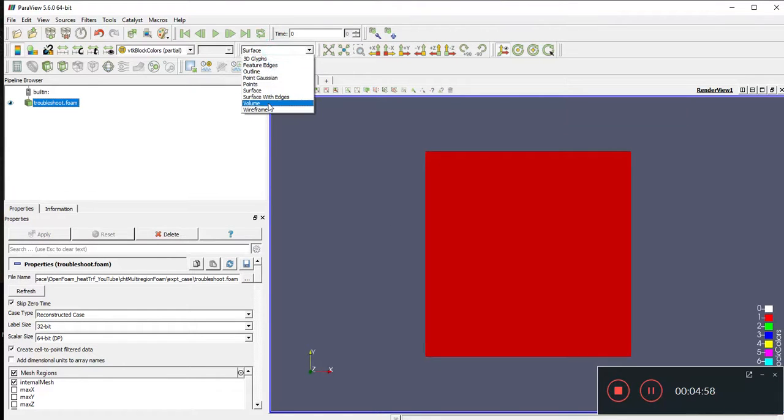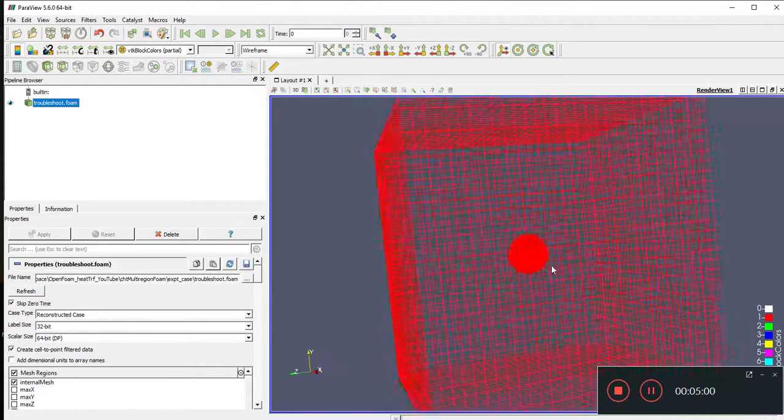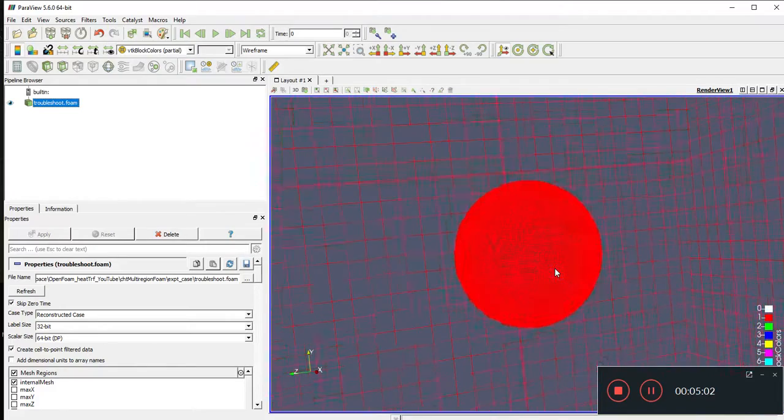So this is a surface, and of course you can take a look at the wireframe and you will see that the sphere is very nicely resolved.